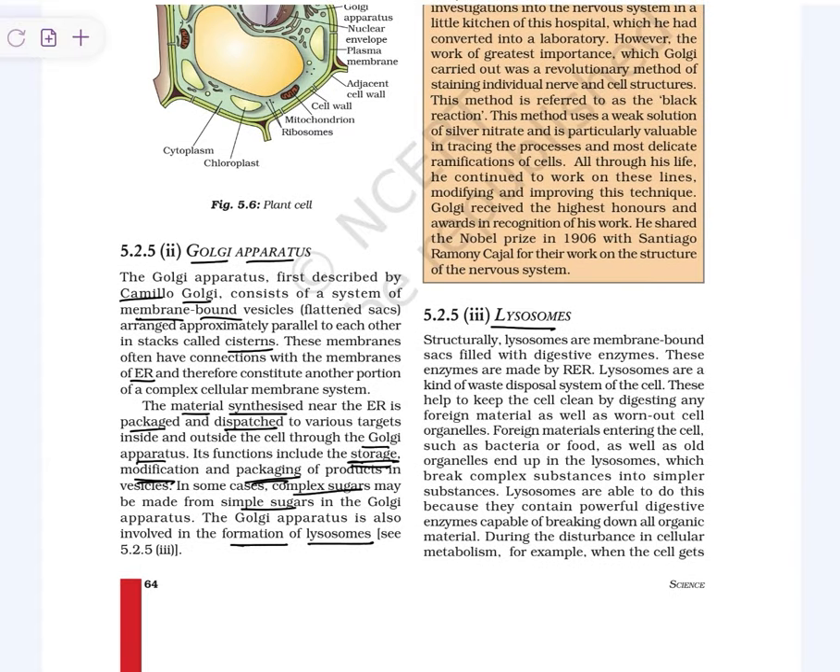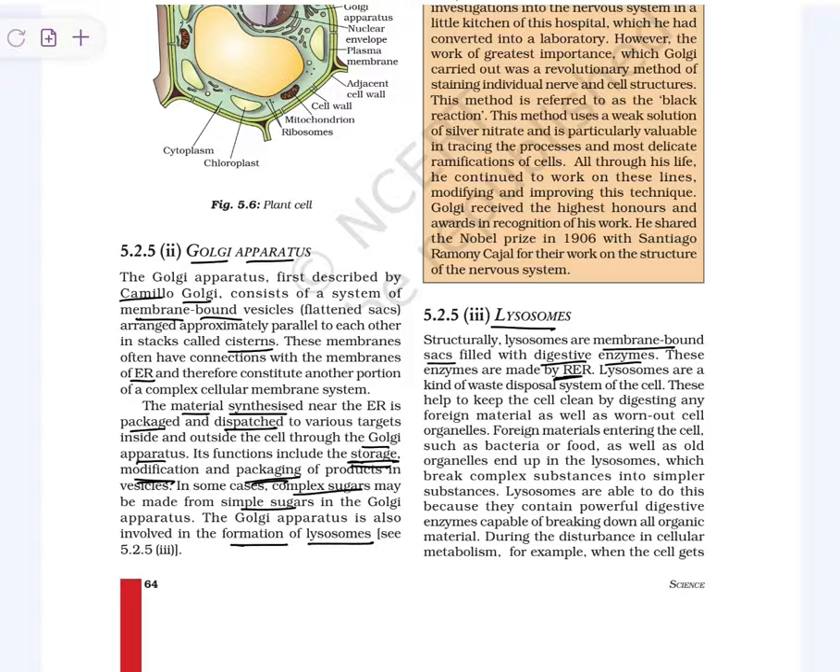Structurally, lysosomes are membrane-bound sacs which are filled with the digestive enzymes. These enzymes are made by RER. Lysosomes are kind of waste disposal system of the cell. Lysosomes, first thing is they are made from the Golgi complex and they are membrane-bound sacs. Only single membrane is present. They are not double membrane bound organelles, they are single membrane bound organelles, and they consist of some digestive enzymes like hydrolytic enzymes which are made by RER.